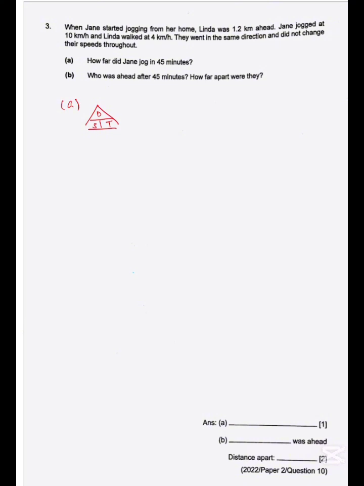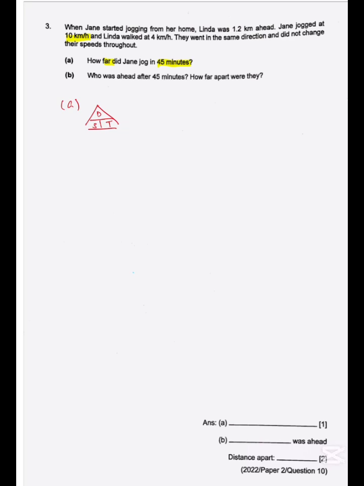Okay, then for part A, they're asking us distance, because how far did Jane jog in 45 minutes? So it's about distance, so there will be speed times time. Jane's speed is 10 kilometers per hour, and the time is 45 minutes. Let's take note: in speed, they give us kilometers per hour, so our time should be in hours also.